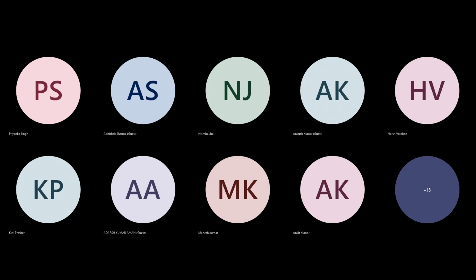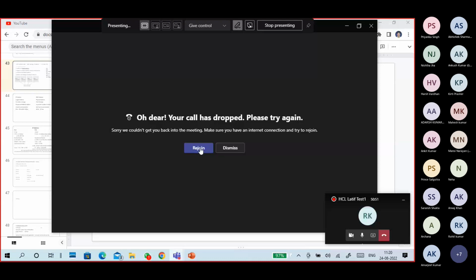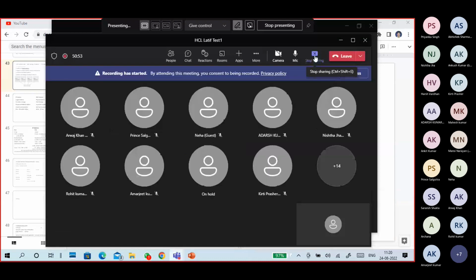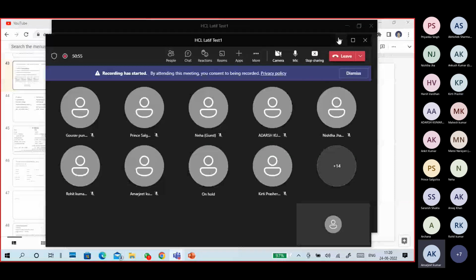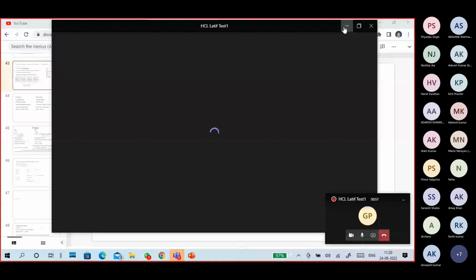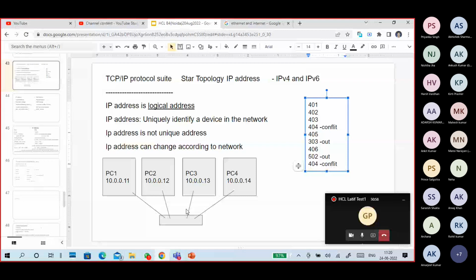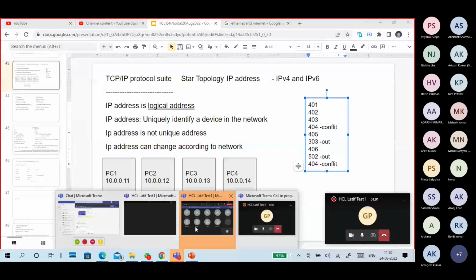Are you able to hear my voice now? Can you see my screen? Yes, the screen is visible, right? Yes sir. I am connected with my mobile hotspot. If a power cut happens again, today only it is happening like this.